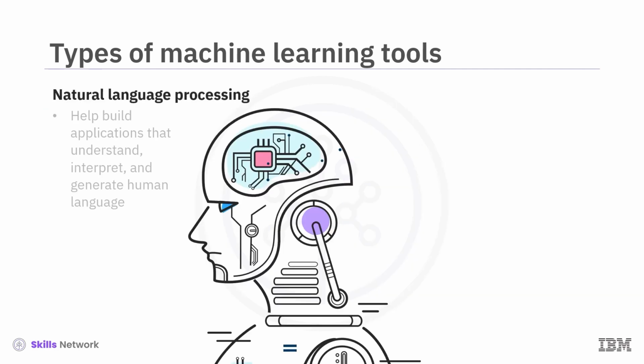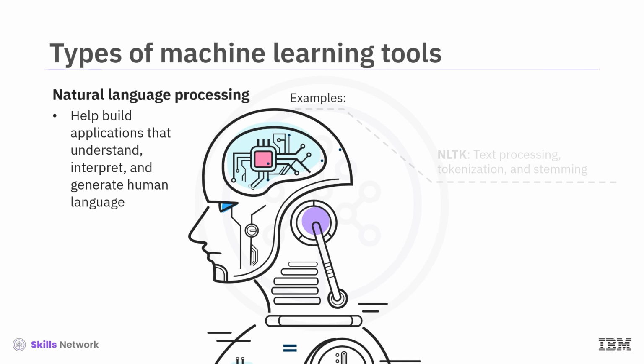NLP tools help developers and data scientists build applications that understand, interpret, and generate human language. Let's look at some popular NLP tools. The Natural Language Toolkit, or NLTK, is a comprehensive library that offers text processing, tokenization, and stemming tools.